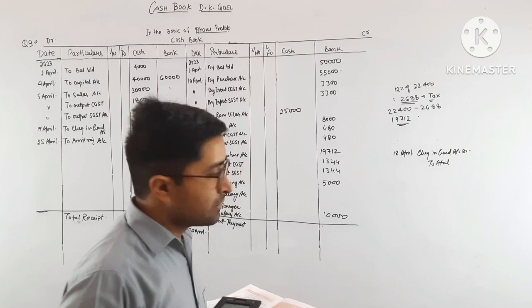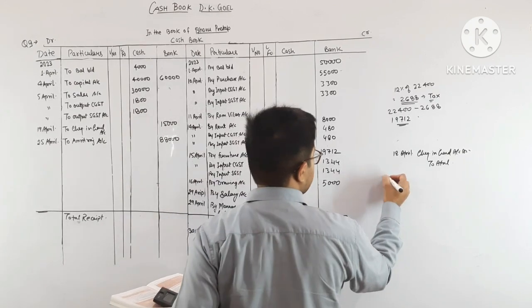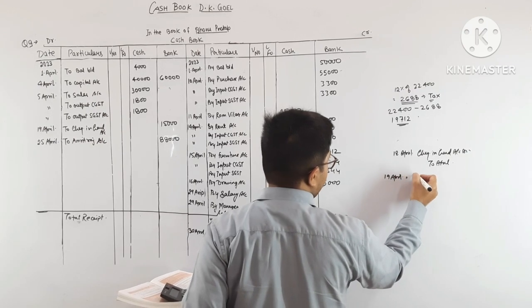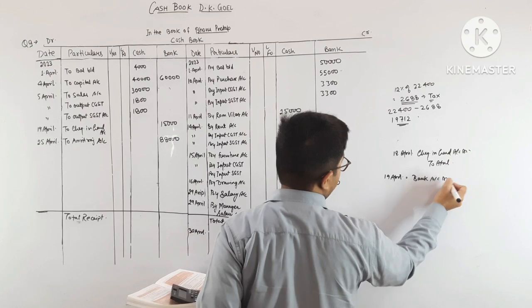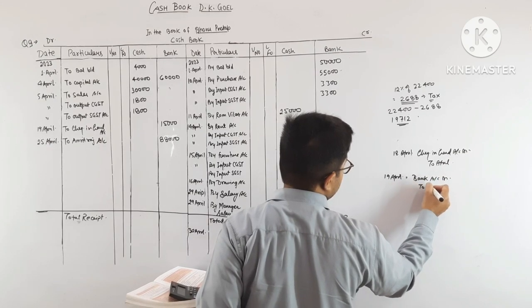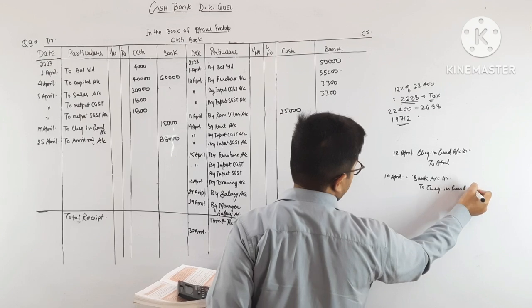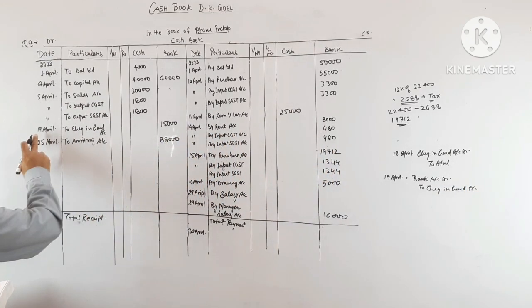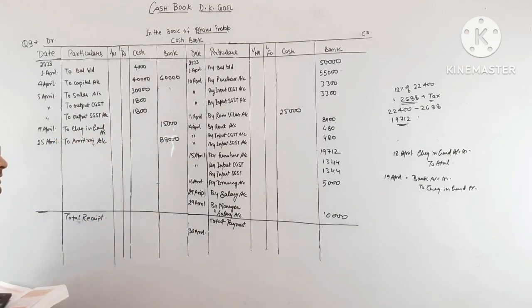We receive a check from Atul on 18th April, but we deposit it on 19 April. So on 19 April the entry will be क्या? बैंक अकाउंट डेबिट, मेरा बैंक बढ़ गया होगा, टू चेक इन हैंड अकाउंट। So on the 19th April we write to check in hand account debit and in the bank column we write 15,000.